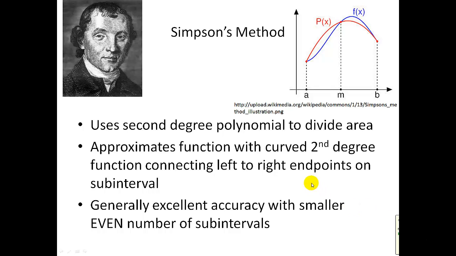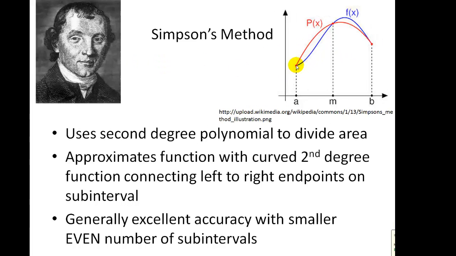So let's talk about Simpson's method. It's named after an English mathematician from the 18th century, Thomas Simpson, who used this to calculate more precisely the area under a curve. What's unique about Simpson's method is that instead of using a line between 2 points to approximate the top of the interval, the height of the shape, it actually uses a second-degree polynomial.